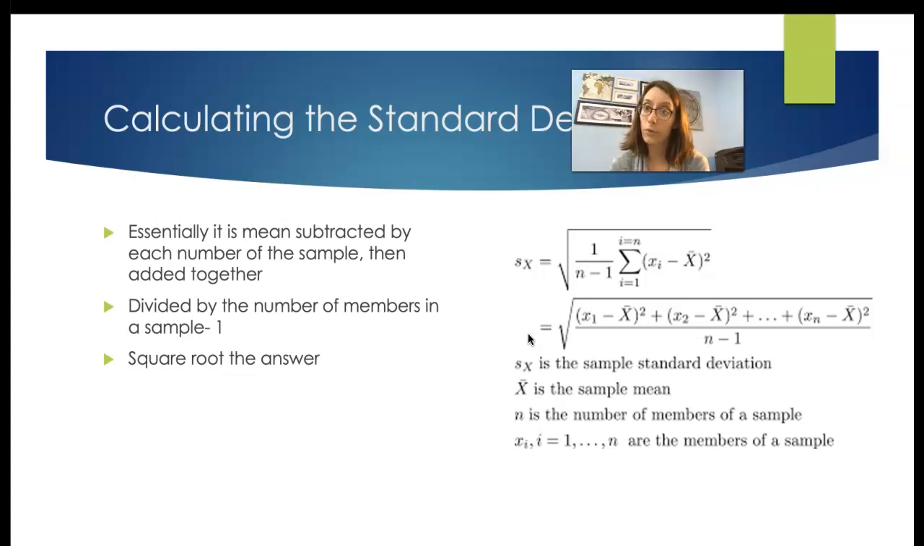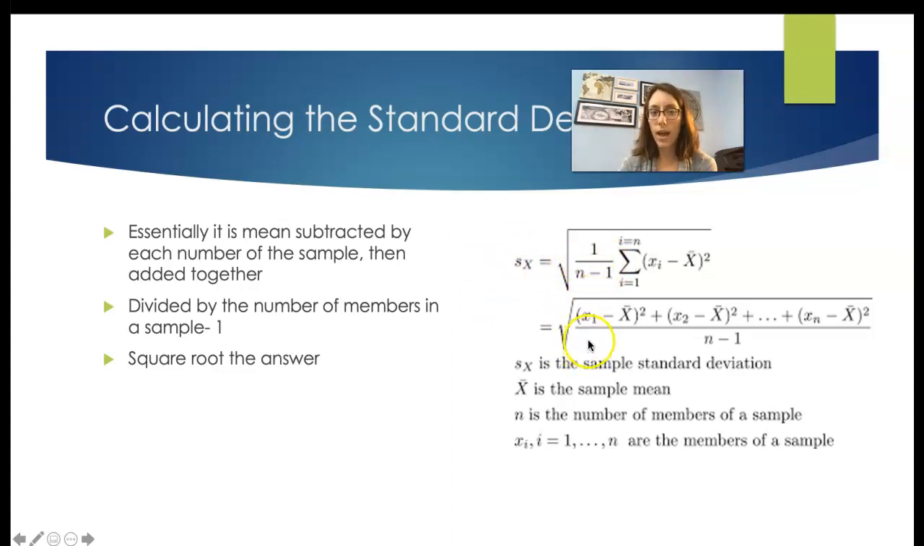But essentially, it's the mean subtracted by each number of the sample and then added together, and then divided by the number of members in the sample minus 1. Okay? Then we get the square root of that answer. Yes, that's complicated. Again, the key here is not that you understand how specifically to do the math. It's that you need to understand where a standard deviation comes from.